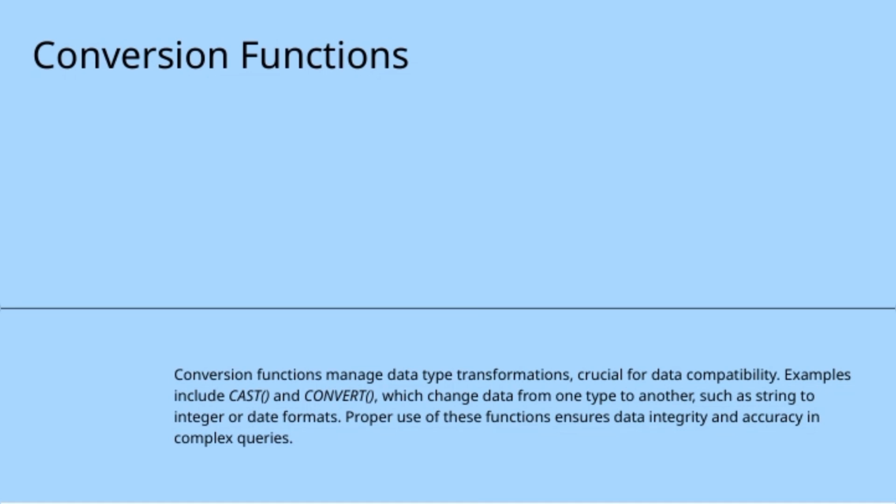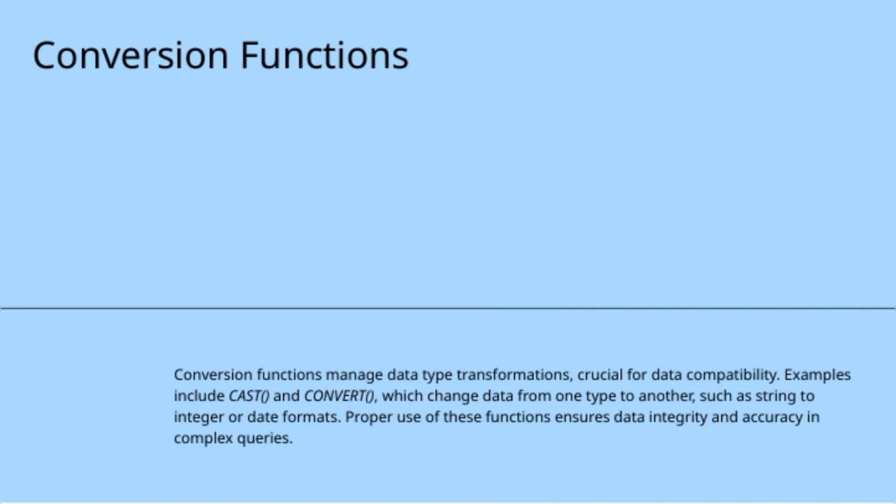Let's talk about conversion functions, which are essential tools when working with data. Their main role is to manage data type transformations, ensuring that data is compatible across different operations and systems. Think of them as the translators of the database world. For example, functions like CAST and CONVERT help change data from one type to another, say, turning a string into an integer or formatting dates properly.